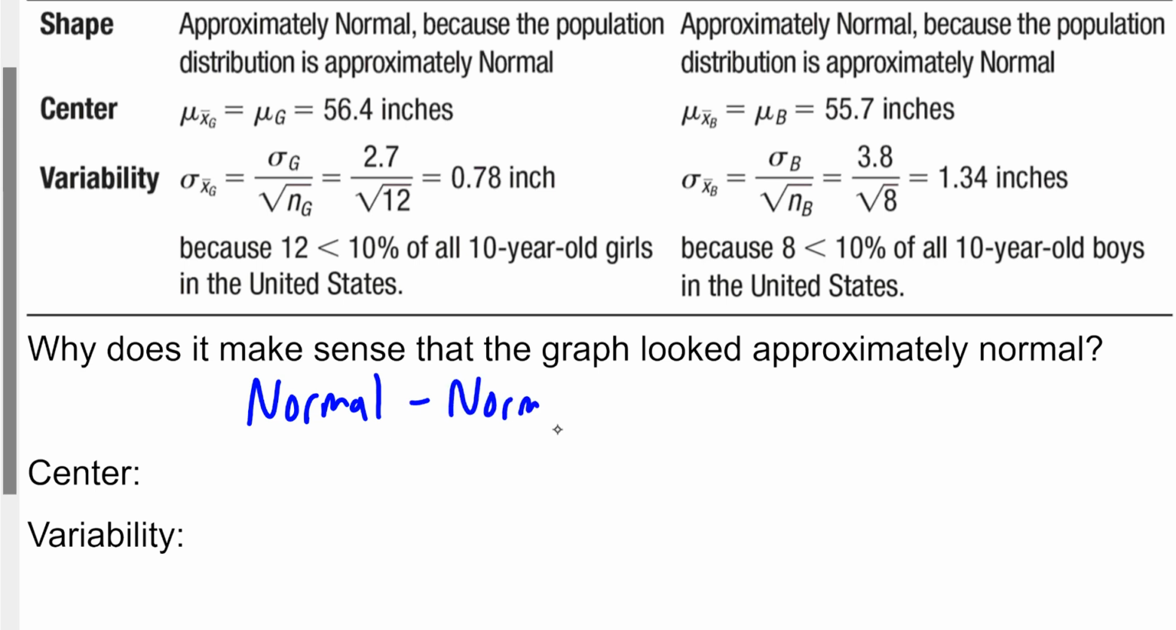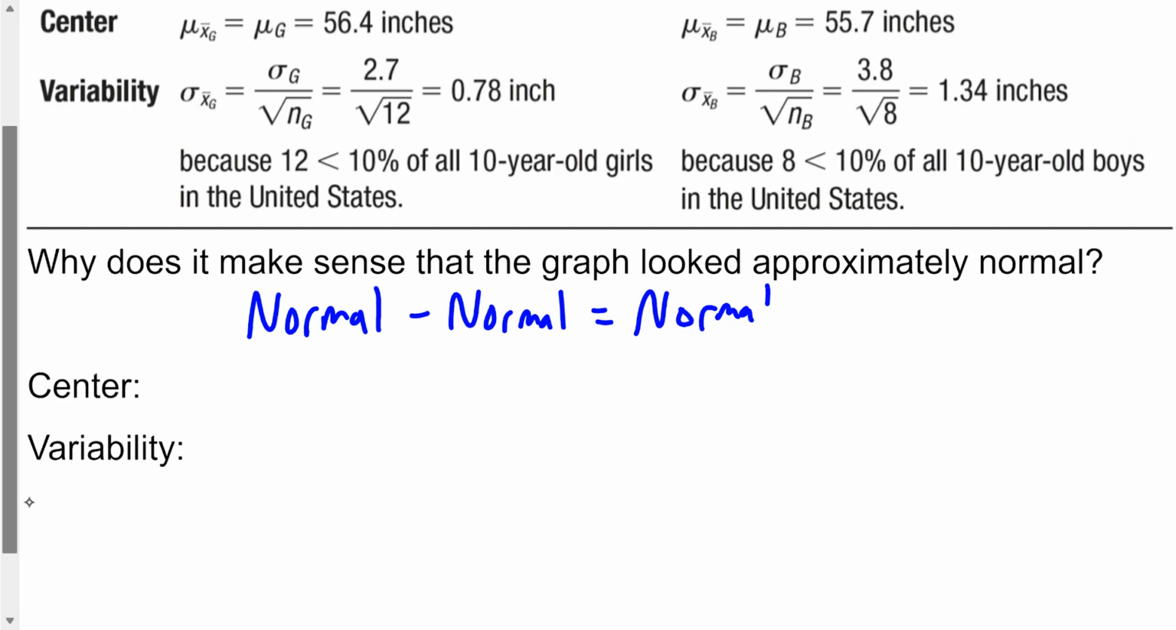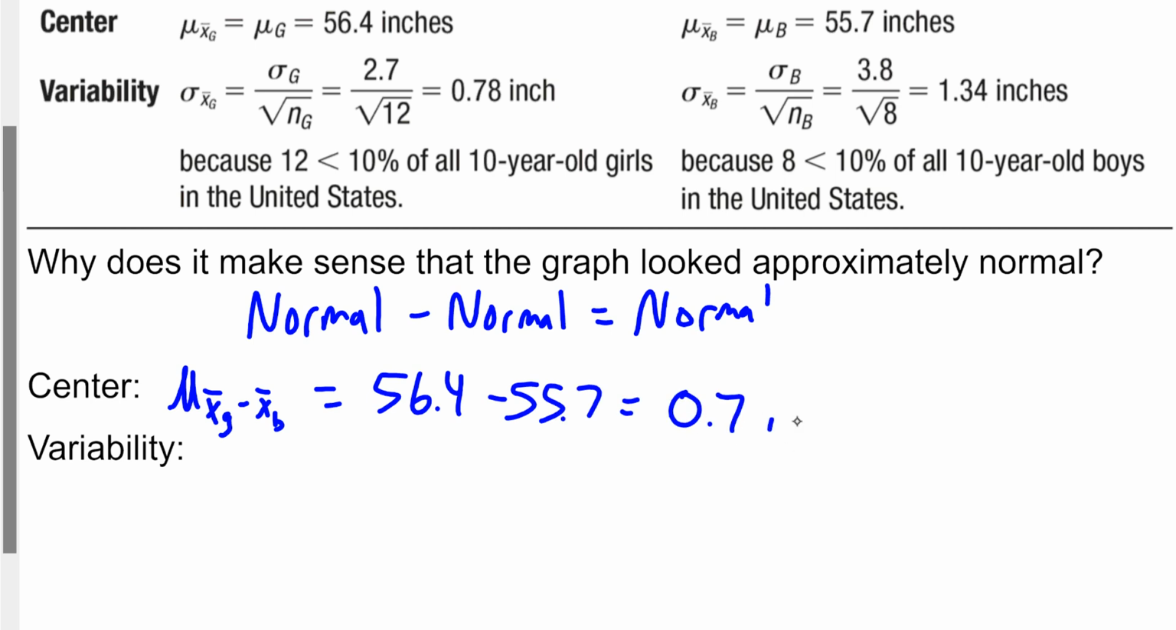As long as we know that both distributions are normal, we'll get a resulting normal distribution. The center would be the mean of the two differences, so x bar of girls minus boys, it should be 56.4 minus 55.7, which should get us 0.7 inches. That should be our mean difference.